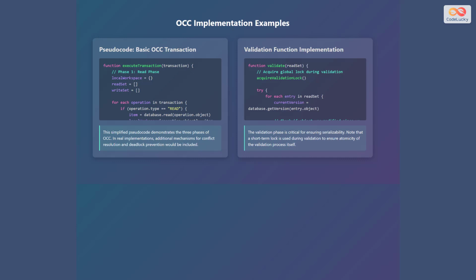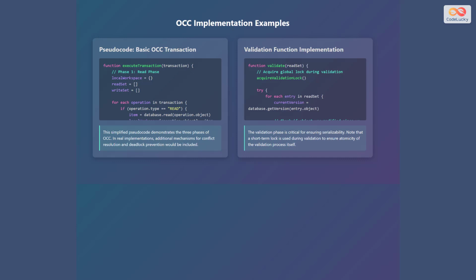If the operation type is write, the item is stored in the local workspace and added to the write set. In phase 2, the validation phase, the validate function is called passing the read set, and if it does not validate, then the transaction is aborted. In phase 3, the write phase, for each object in the write set, the database write function is called to update the object in the database, and the database increment version function is called to increment the version number. Finally, the function returns commit.